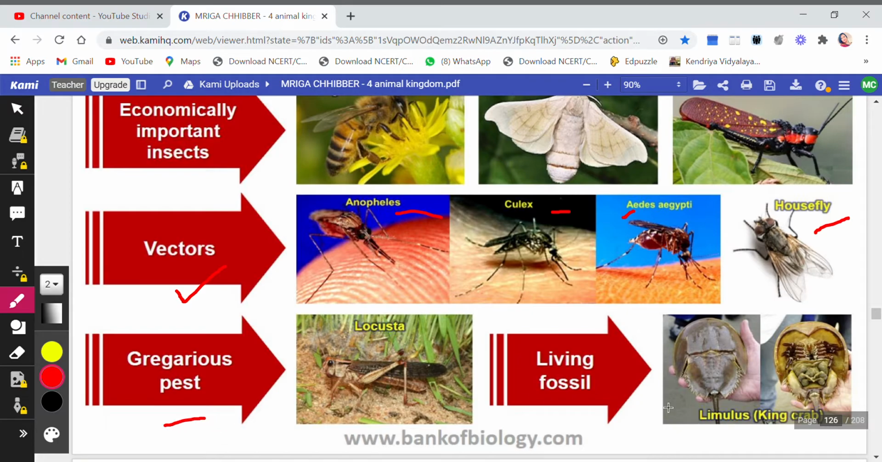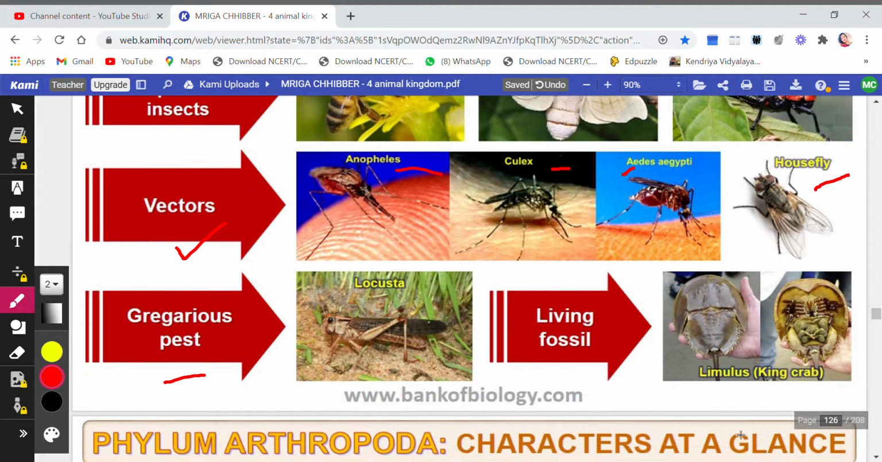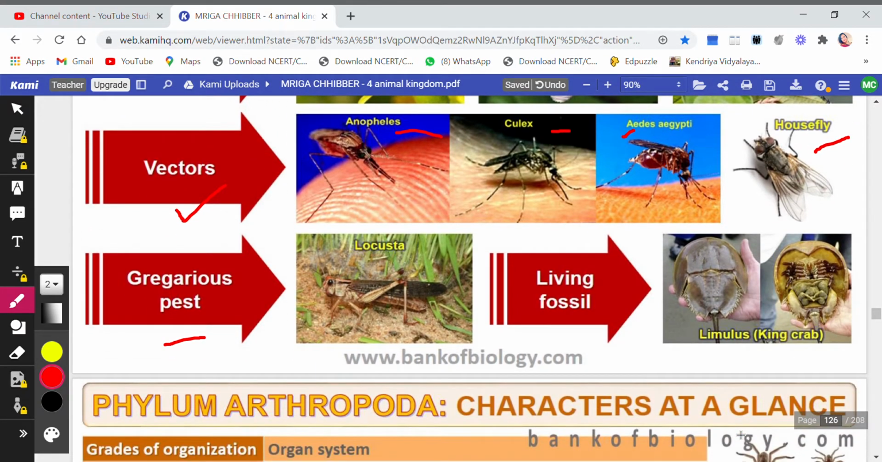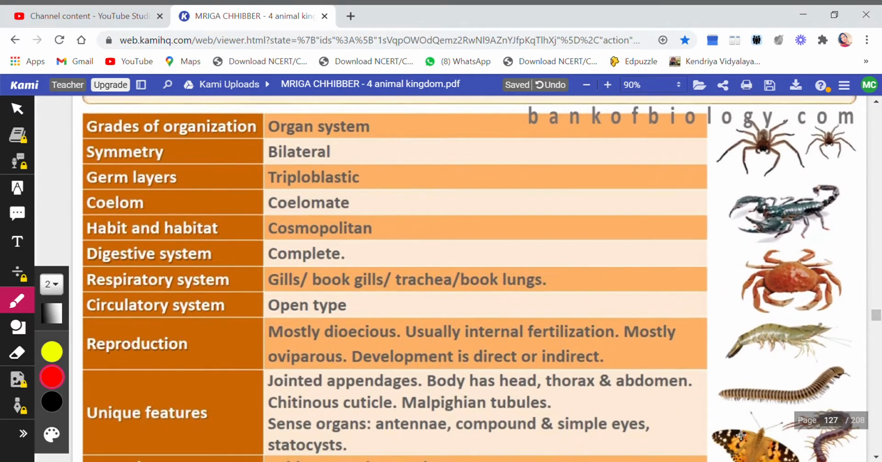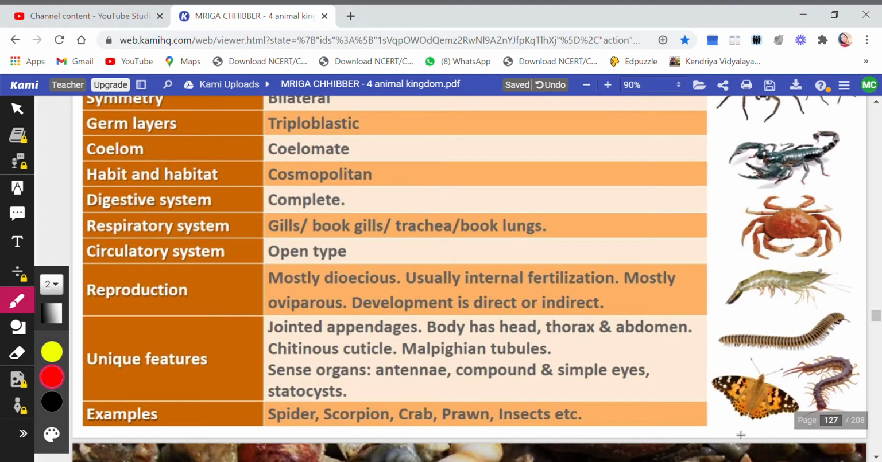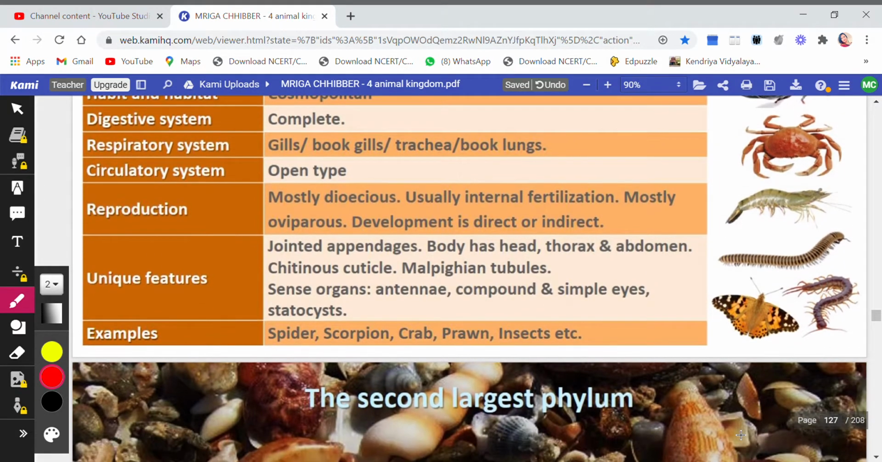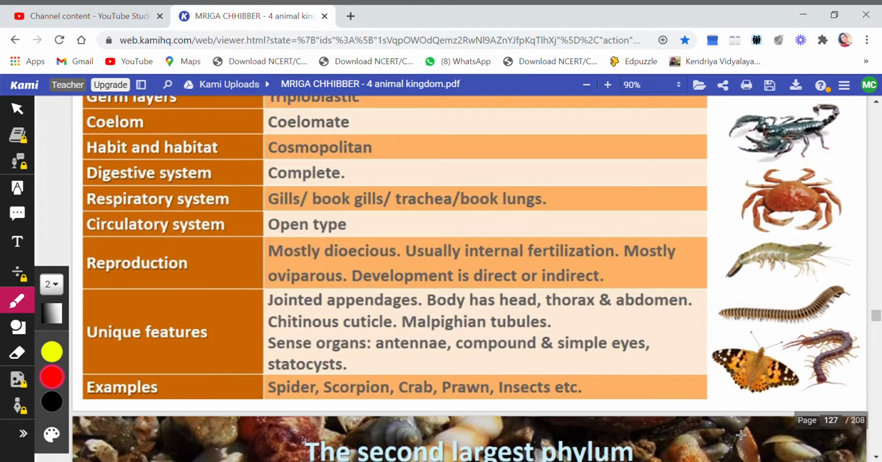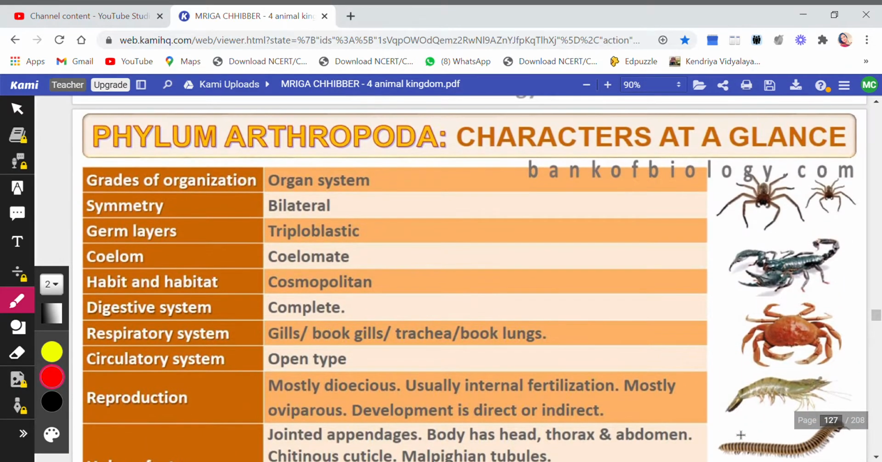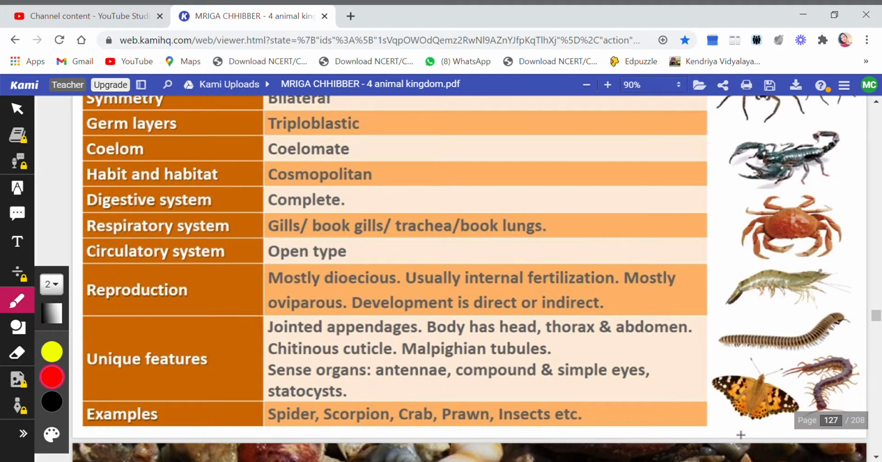And living fossils are Limulus, the king crab. The king crab is the living fossil here. So all these come under the category of Arthropoda, and this is the summary of this phylum. You can write everything here in this table. Okay, so this is all about Arthropoda. And always remember, this is the largest phylum, that is Arthropoda.